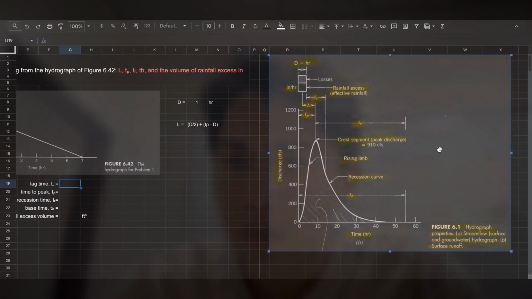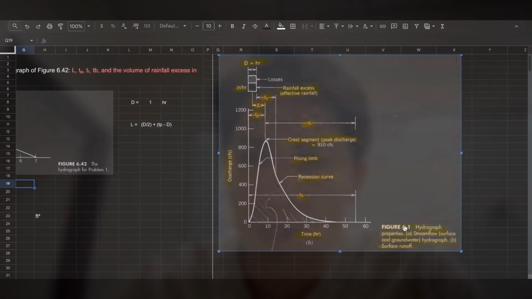So I have here a graph that you can find in your book. It's figure 6.1, and this figure shows pretty much every aspect of a hydrograph. It shows the duration of the rainfall, how long the rain is taking. And if you notice here in the x-axis, we have the time in hours from 0 to 60 hours. It says that the duration is approximate. If we drag this line down, it will be about 5 hours, the duration of the rainfall. So that's how you read it.